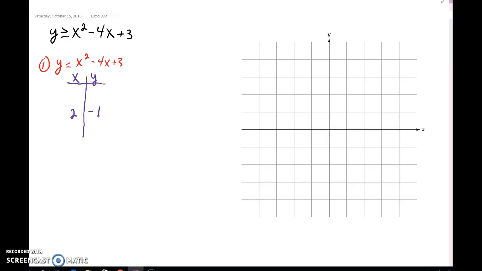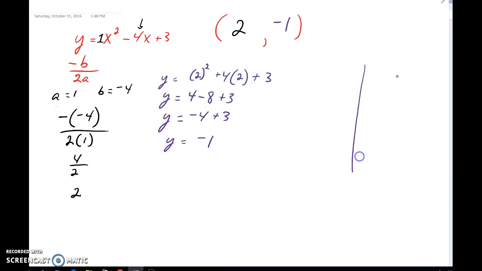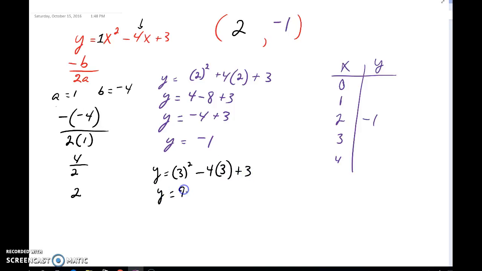And then if we want to make a graph of this, we should make 2 points that are greater than 2, which are 3 and 4, and 2 points that are less than 2, which are 1 and 0. So we'll go back to here. We have our table, 2, negative 1, and then we have 3, 4, 1, and 0. All right, and then we want to figure out our points, so we plug them in. I'm going to plug in 3 first. So y is then equal to 3 squared minus 4 times 3 plus 3. So y is then equal to 9 minus 12 plus 3. So y is equal to 0.